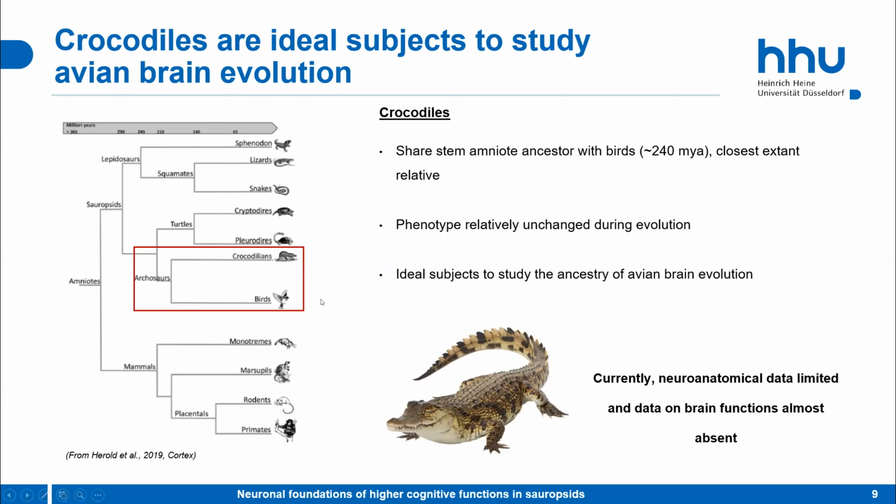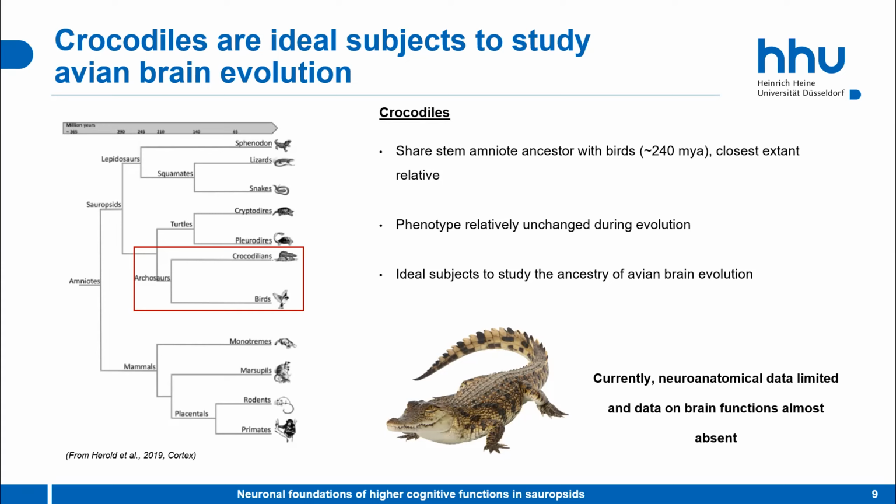Crocodiles form, together with avian species, the group of archosaurs, and they share a stem amniote ancestor. They are therefore the closest extant relative of modern bird species, and that makes them already interesting on their own. Furthermore, crocodilians changed their phenotype relatively little over the course of evolution. So they are kind of an ancient species, at least for a person like me working on modern species. They are thus, for us, an ideal subject to study the ancestry of avian brain evolution.